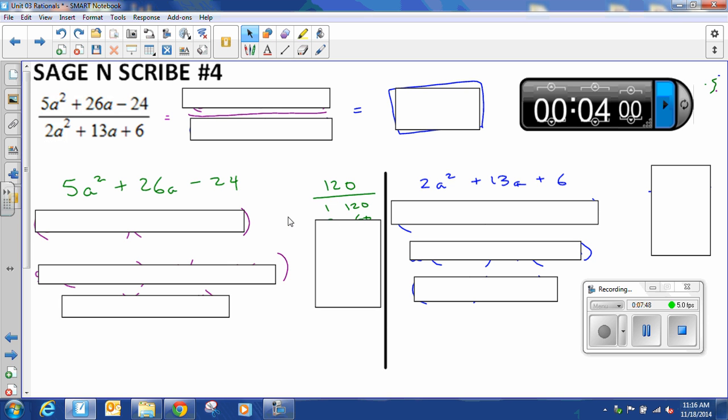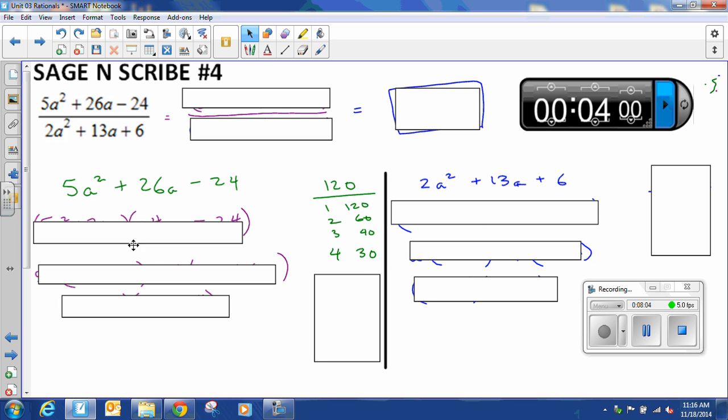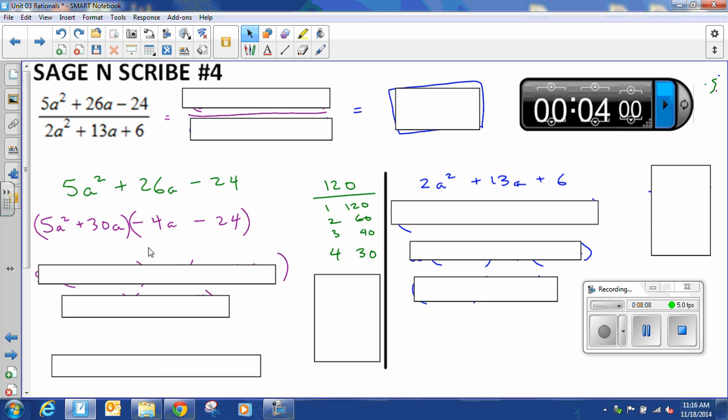120. And we're looking for, because c is negative, we're looking for the factors that when you subtract give you 26. So 2 times 60, 3 times 40, 4 times 30, and isn't 30 minus 4 26? Yes, it is. So we will split the middle term, 26a, to 30a minus 4a, and then factor by grouping.